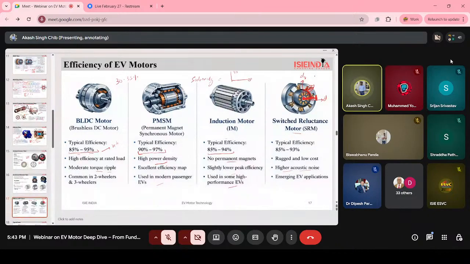That's why I told you that for saliency we need some difference to generate the torque in the motor. If there is no difference, no torque will be generated. So I hope you got this.